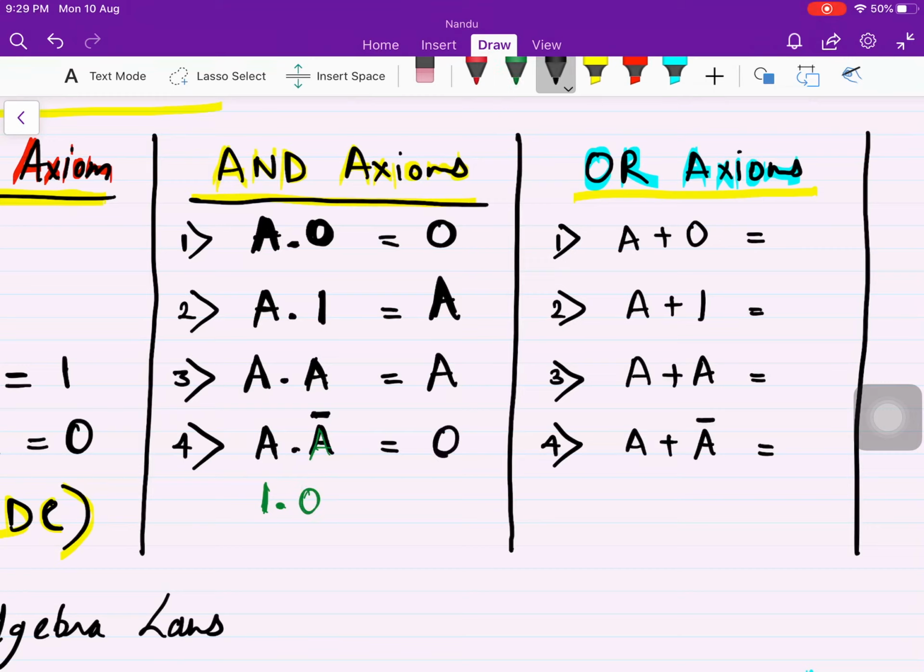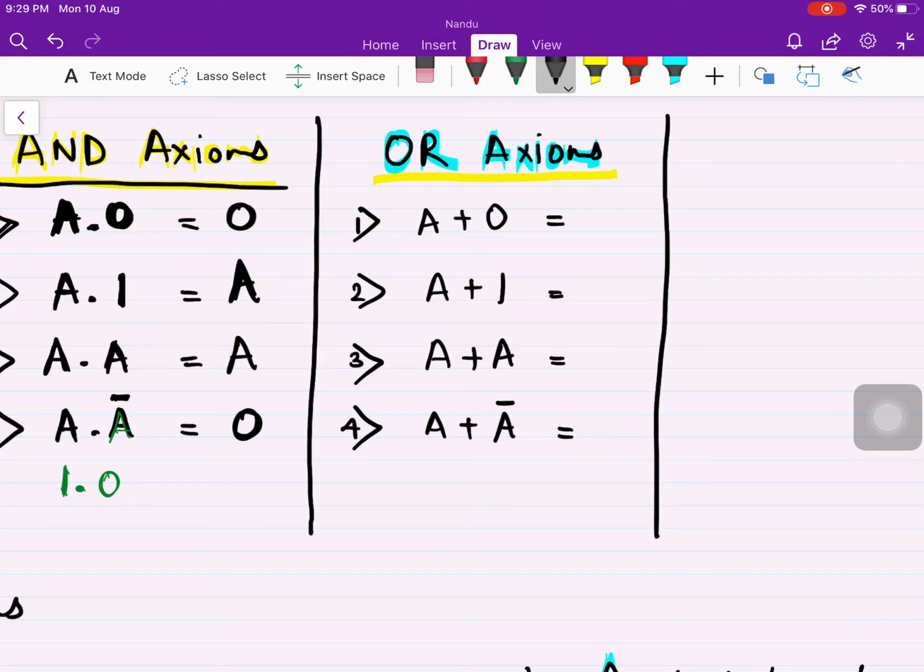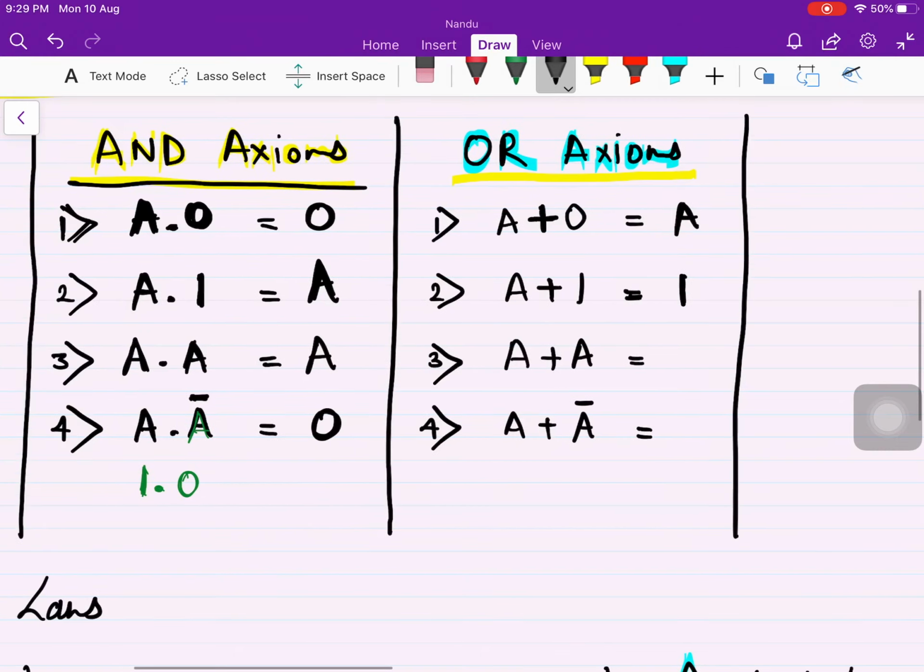Then OR axioms. In OR axioms, OR is like plus. So a plus 0 will give us a. a plus 1 will give us 1. You should know this difference between these two axioms. In the AND axiom, a into 1 gives a, but a plus 1 gives me 1.